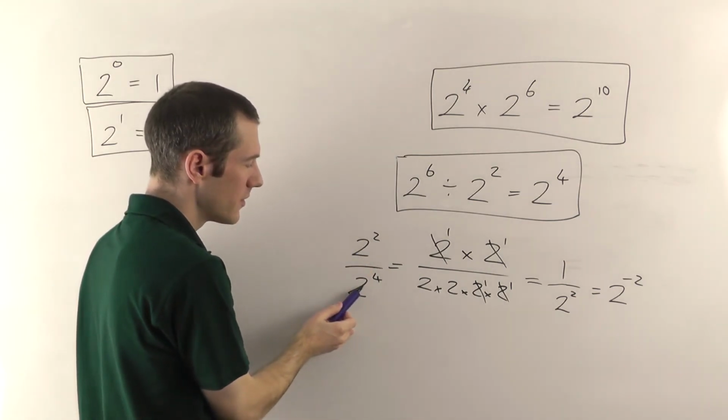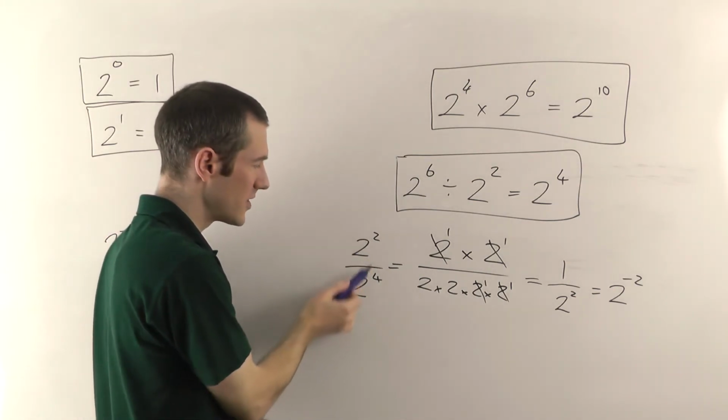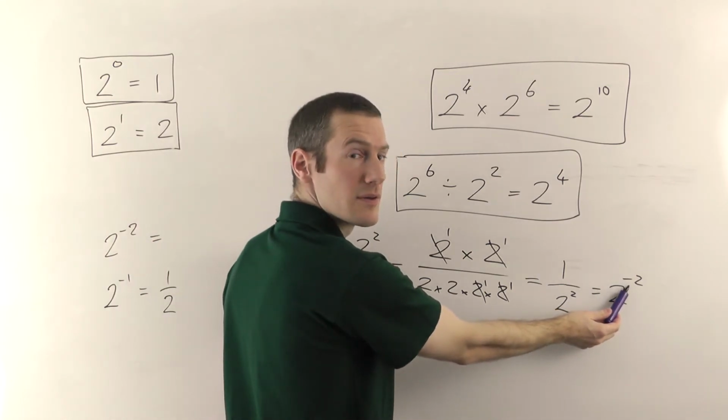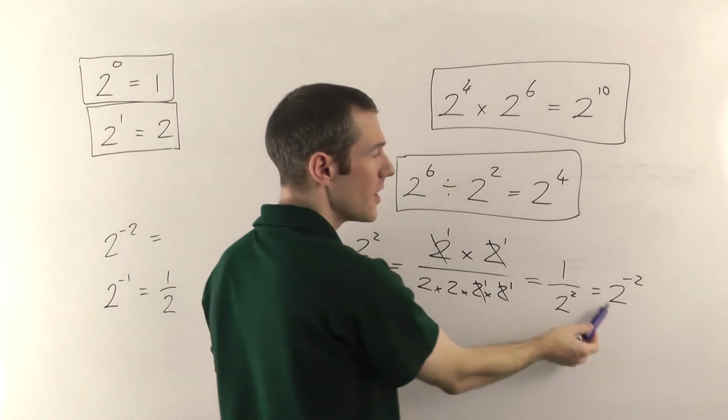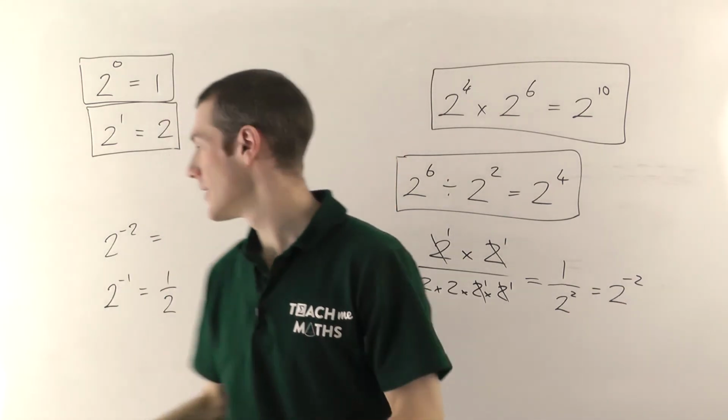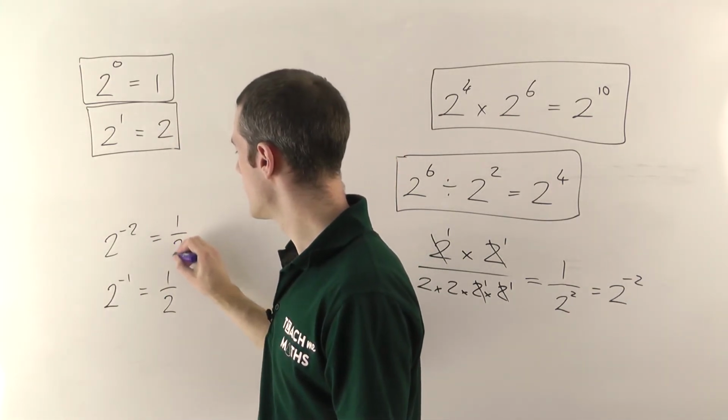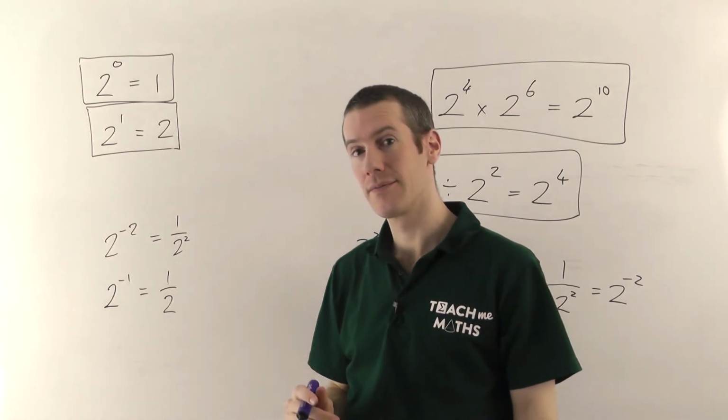So if there are 2 extra 2's on the bottom, when you subtract the powers, you're going to get a minus 2. And that means you've got 2 extra 2's on the bottom. So 2 to the minus 2 is 1 over 2 squared.